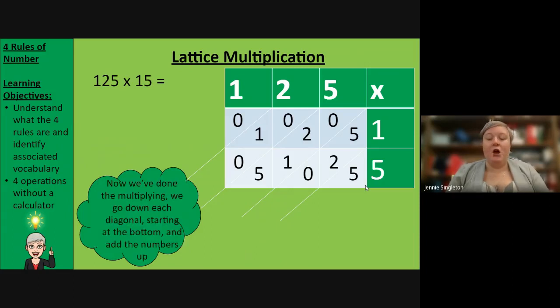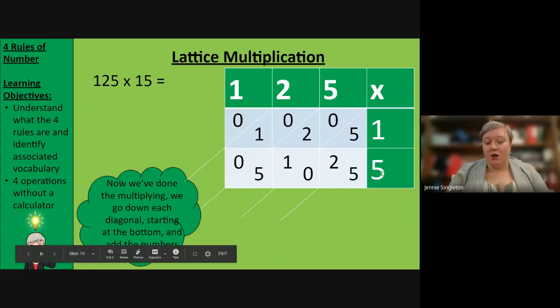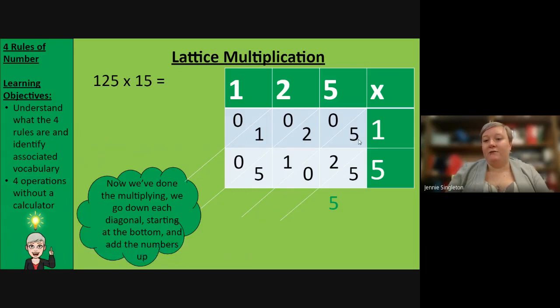Now we've finished with the multiplying, we need to go down each diagonal and add them up. So you start at the bottom. In this bottom one over here, you've only got 5. In this diagonal here, you've got 5, add 2, add 0, which gives you 7. Then you've got 5, add 1, add 2, add 0, gives you 8. Then you've got 0, add 1, add 0, which gives you 1. And then you've got 0. And then you would read your answer round. So you've got 1,875.